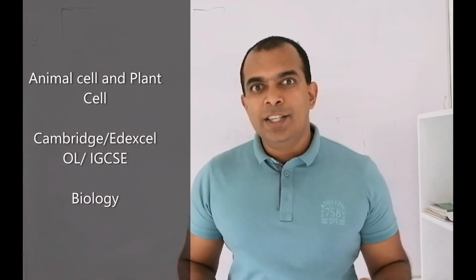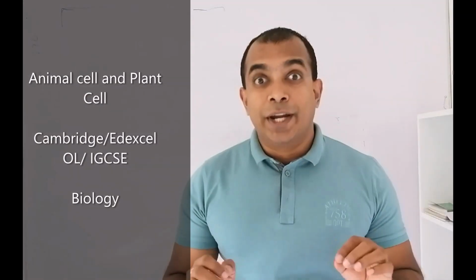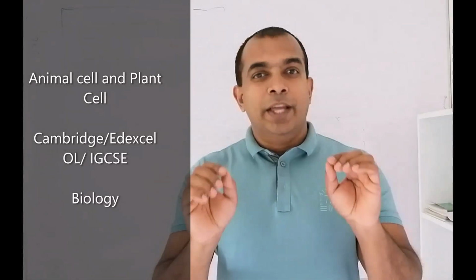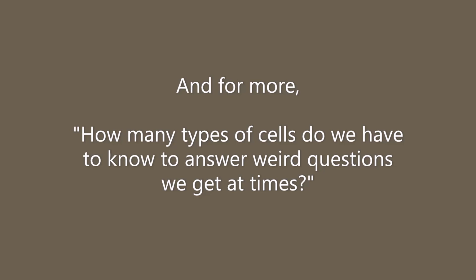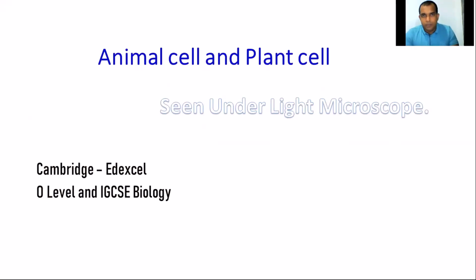Today's lesson is not a theory lesson. I'm trying to help you remember the things that you get confused about all the time. This is about the very first lesson in Edexcel and Cambridge O-level or IGCSE. If you are in grade 9 or 10, you probably learned this as the very first lesson in the biology syllabus. What we're going to do is look at animal cells and plant cells seen under a light microscope. It's not an electron microscope, it's a light microscope.